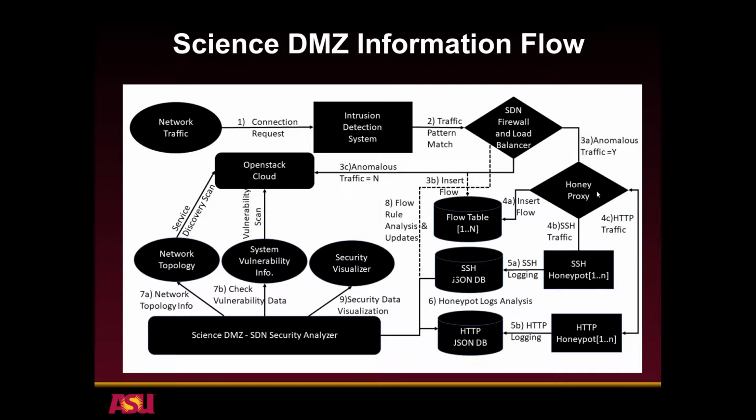The honeypot we have established is providing two kinds of honeypot interaction and logging services. One is based on SSH type connections and the other is for HTTP requests. And we log all this data into MongoDB based databases, and any traffic rules that we insert are inserted into the flow tables.